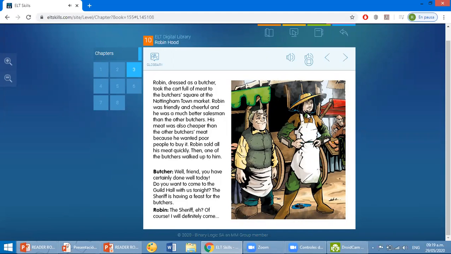Okay, and Robin Hood, he dressed in the apron and the hat, and he went to the market. And in the market, as the text says, he sold all his meat cheaper than the other butchers' meat. Remember, cheaper means barato, más barato, okay? That's why the poor people buy meat. And then another butcher comes to Robin Hood and invites him to go to a feast, to the sheriff's feast. And Robin decided to go to the feast. Let's continue, please. Page 18, okay?